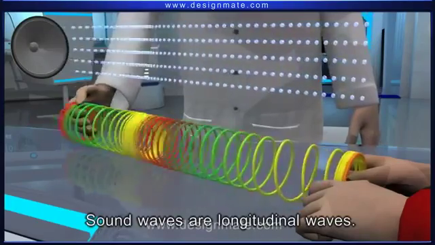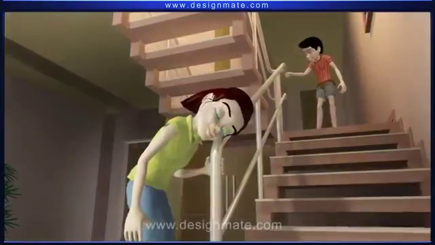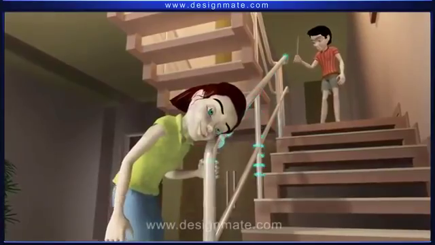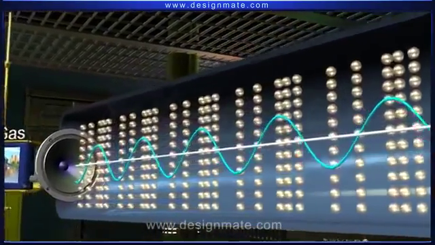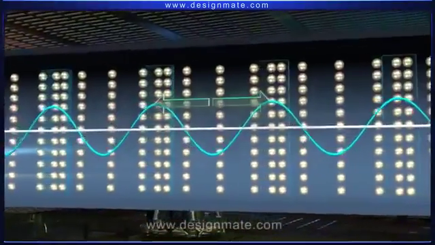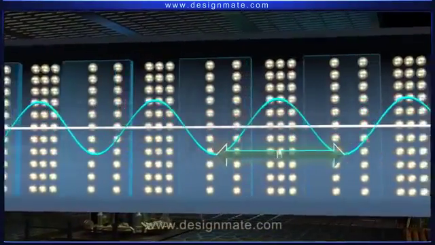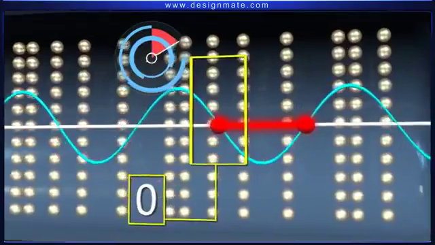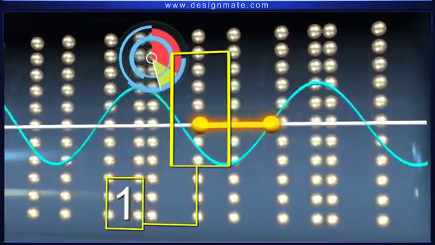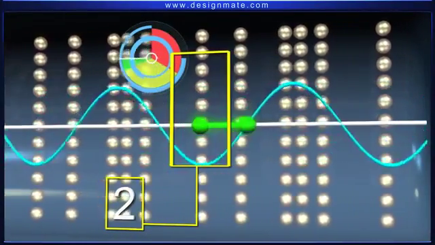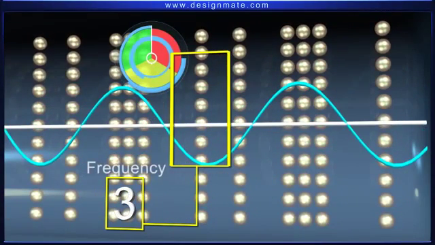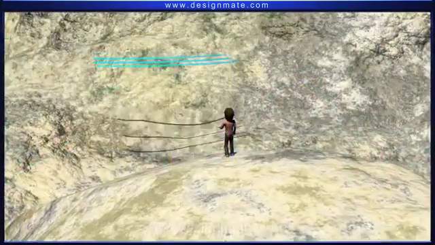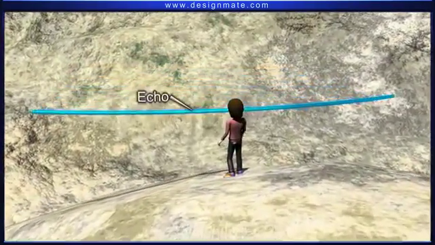Sound waves are longitudinal waves. Sound travels quickest through a solid. Wavelength is the distance between two consecutive compressions or rarefactions. The number of waves passing through a point in a second is called frequency, and it is measured in hertz. Bouncing back of sound is called echo.